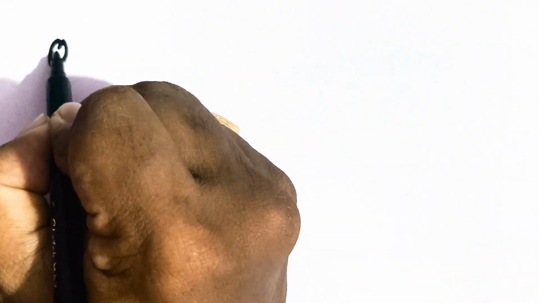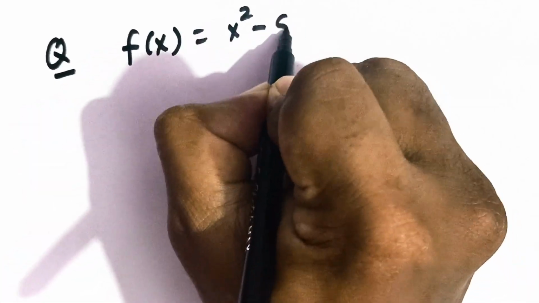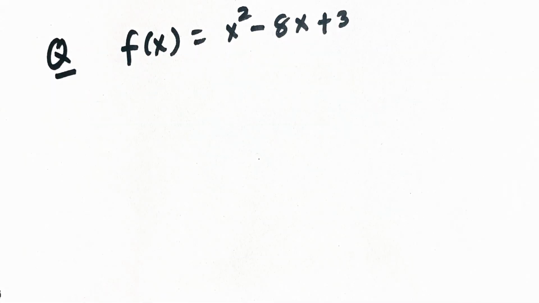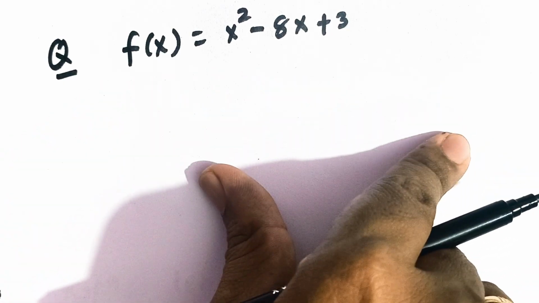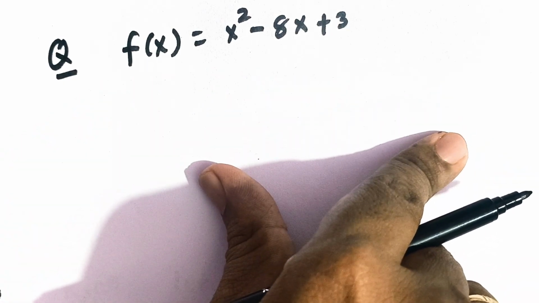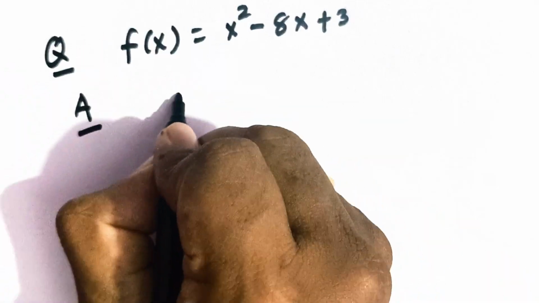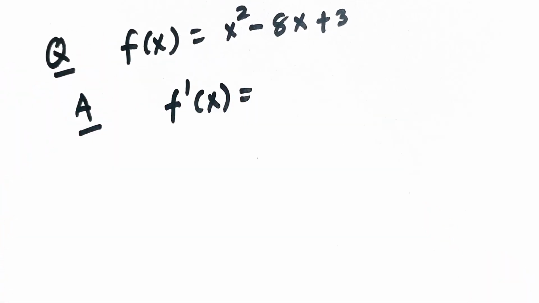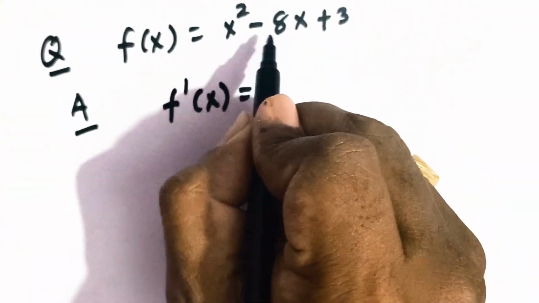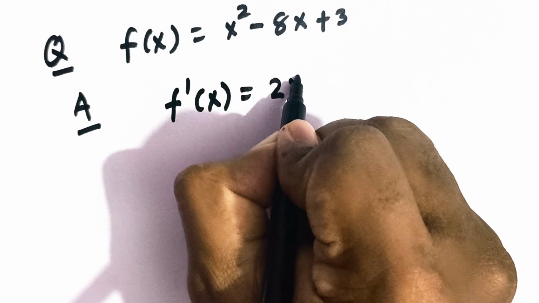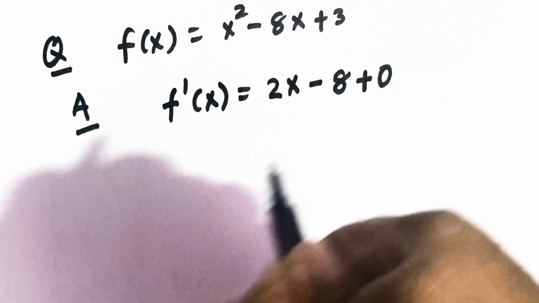Suppose first we have the function f(x) equals x square minus 8x plus 3. Our goal is to find the region where the function is concave up, concave down, and what are its inflection points. First we will find the double derivative. So to find the double derivative, we have to compute its first derivative. What is the derivative of this one? The derivative of this one is the individual derivatives. The derivative of x square is 2x, the derivative of minus 8x is minus 8, and the derivative of 3 is 0.